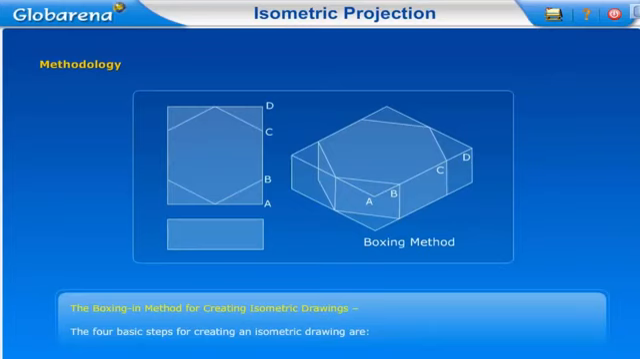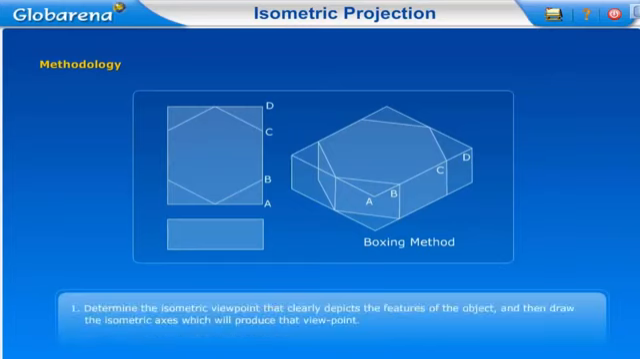The four basic steps for creating an isometric drawing are: 1. Determine the isometric viewpoint that clearly depicts the features of the object, and then draw the isometric axis which will produce that viewpoint. 2. Construct isometric planes using the overall width W, height h, and depth d of the object, such that the object will be totally enclosed in a box.